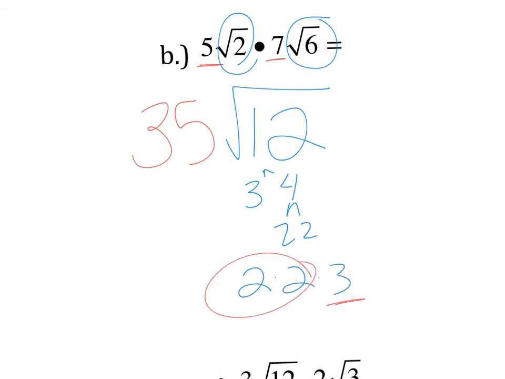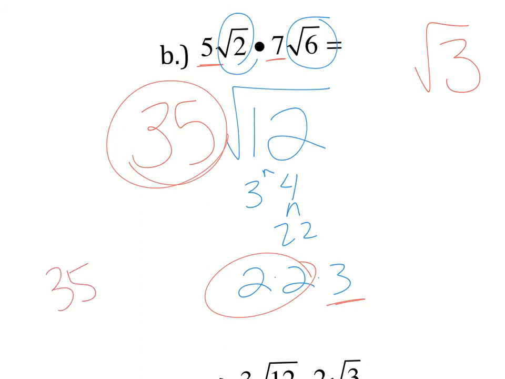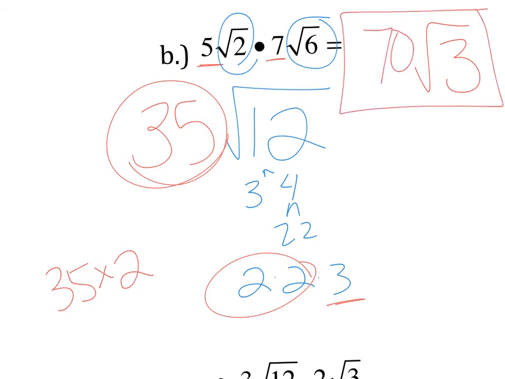So the 3 is going to stay inside the radical, and the 2 is going to go outside, but because there's already a 35 there, we're going to multiply the 35 times the 2. So this will become 70 times the square root of 3.